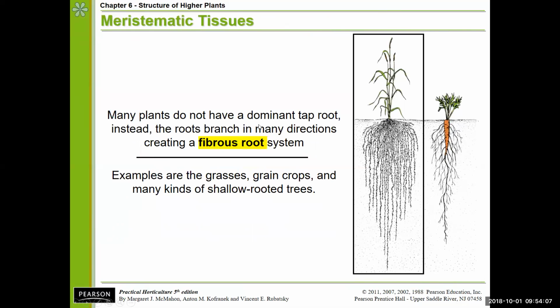But other plants do not have a taproot. Instead, they have fibrous root systems. Most, not all, but many monocots have more fibrous root systems. A lot of dicots have taproot systems. There are cases where each of them differs: some monocots will have taproots and some dicots will have fibrous roots. But for the most part, that's how it goes. Dicots, tap; monocots, fibrous.